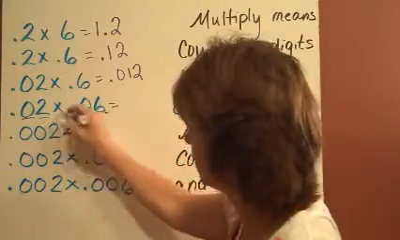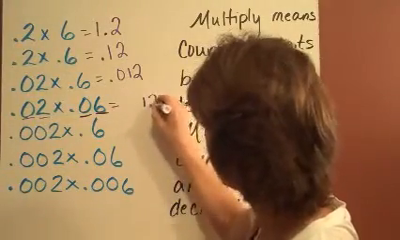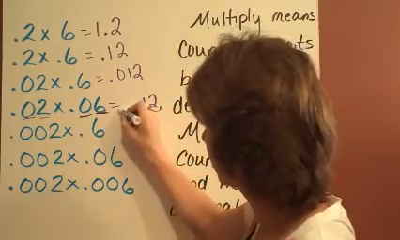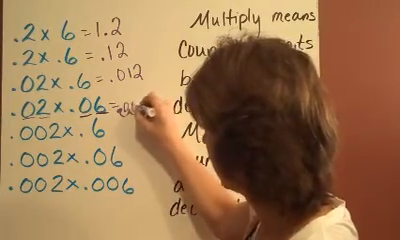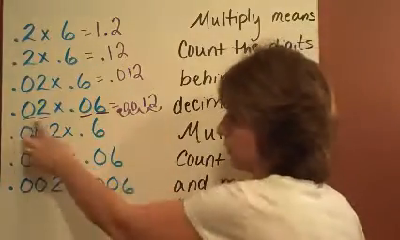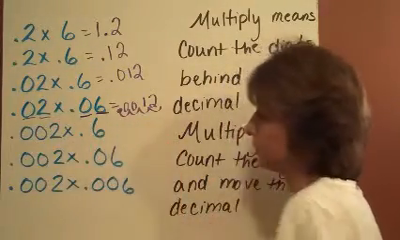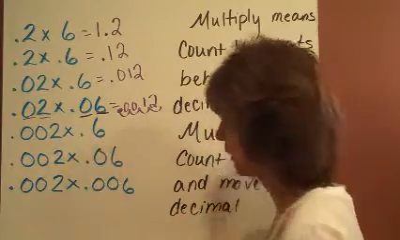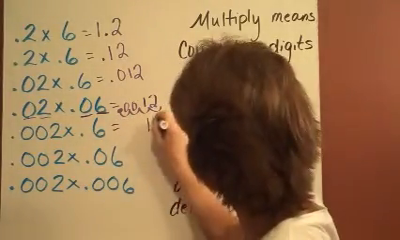We're going to write 2 times 6 is 12, and then we're going to move it 1, 2, 3, 4. And then we check to match. 1, 2, 3, 4 here, 1, 2, 3, 4 here. Again, we count 1, 2, 3, 4. 6 times 2 is 12.